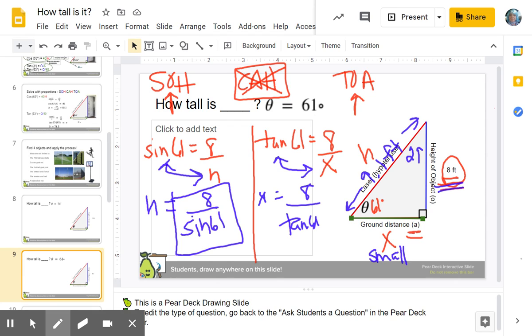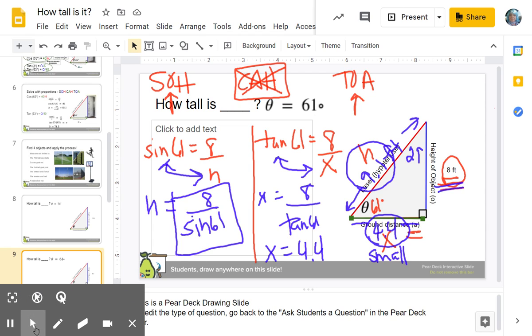Did everybody get 4.4? Yeah. Good. And again, that's the ground distance. And that's opposite the 29 is the smallest side. So 4.4 is my ground, and 9.1 is my hypotenuse. And like most things in math, it's all about the patterns. And once you figure out the pattern of SOHCAHTOA, easy peasy lemon squeezy.